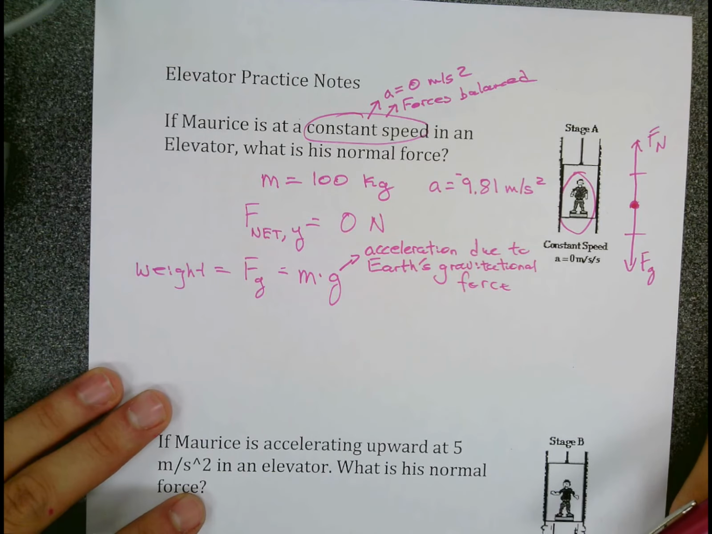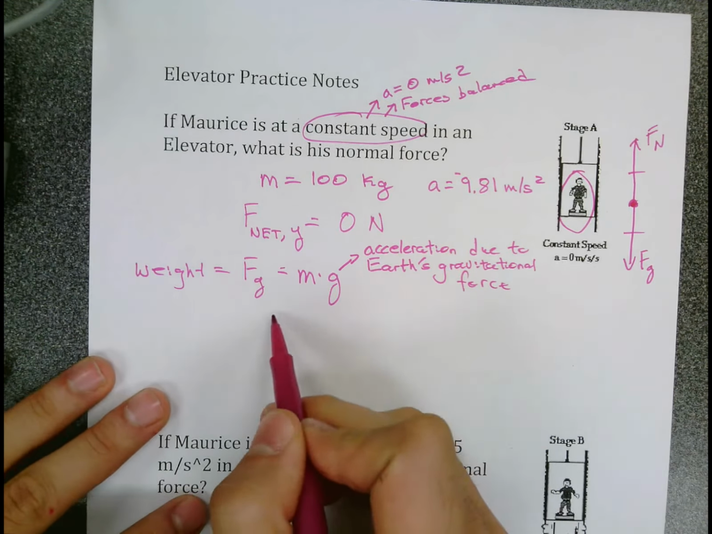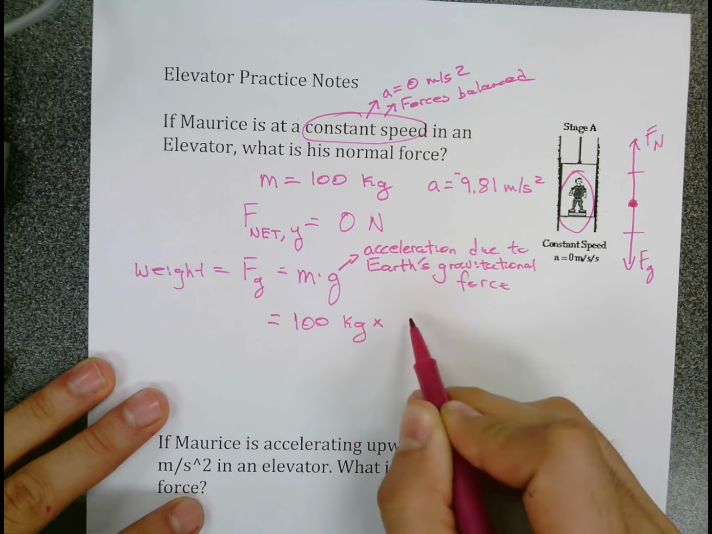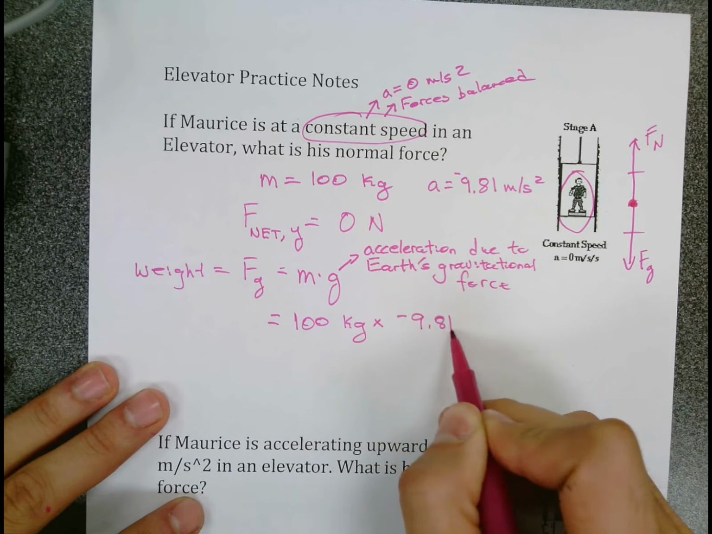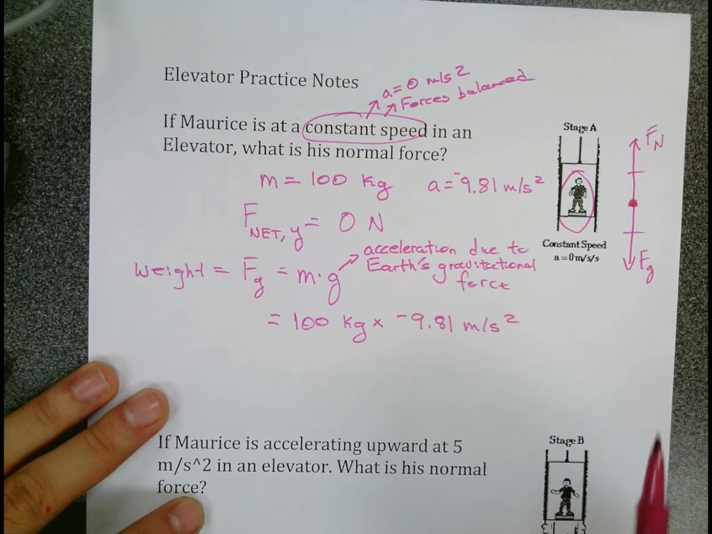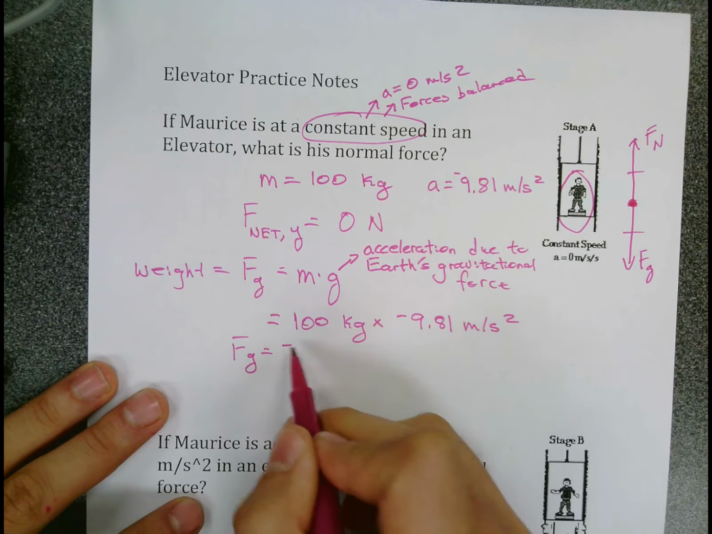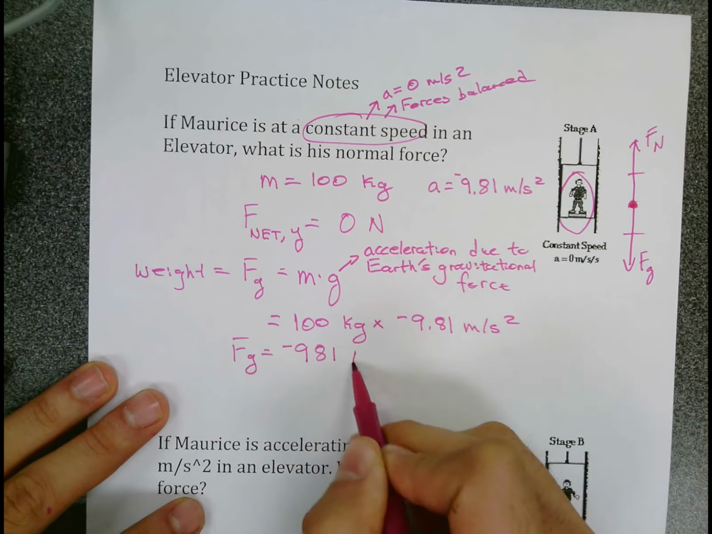But from there, we can solve for Fg. All we have to do is plug in 100 kilograms for mass times minus 9.81 meters per second squared for acceleration, or the acceleration due to Earth's gravitational force. You get Fg is equal to minus 981 newtons.